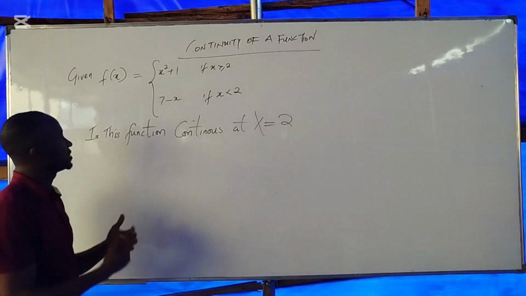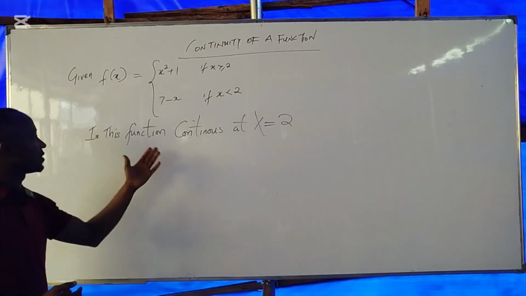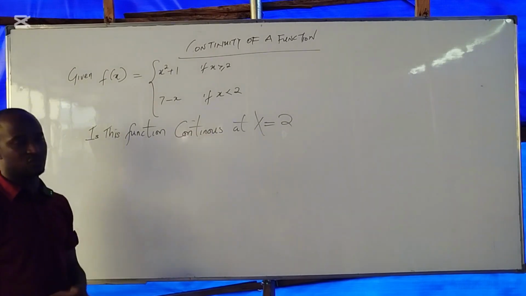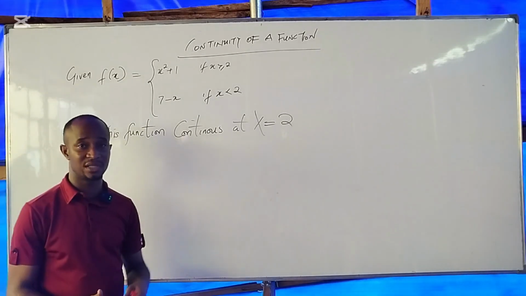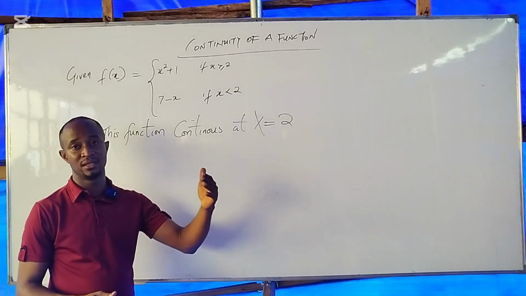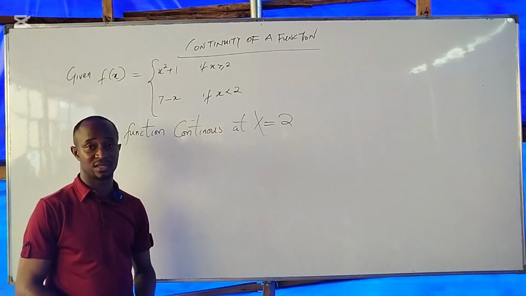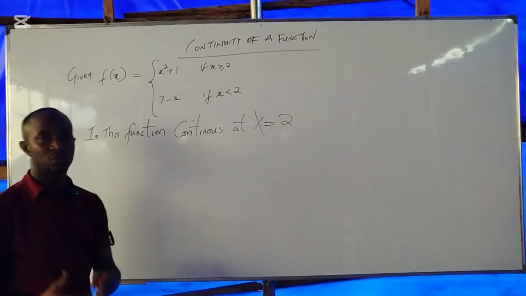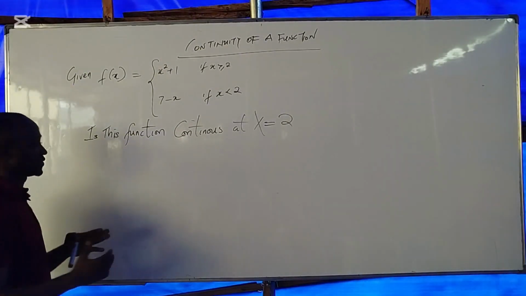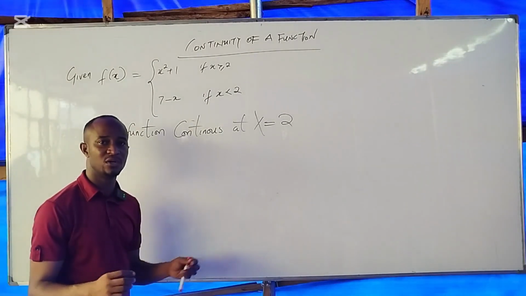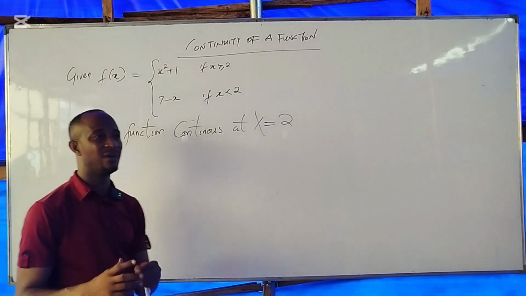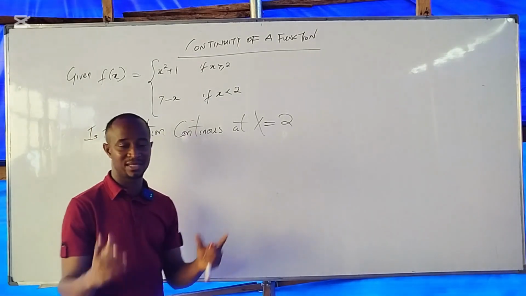But the question emphasizes: is this function continuous at x equals 2? Because a function can be continuous at a certain point and not continuous at the next or preceding point, right? Okay, but we are told to check if this function is continuous at x equals 2. Now, don't forget that we were given three conditions for a function to be continuous, and I will emphasize the third because the third summarizes everything.